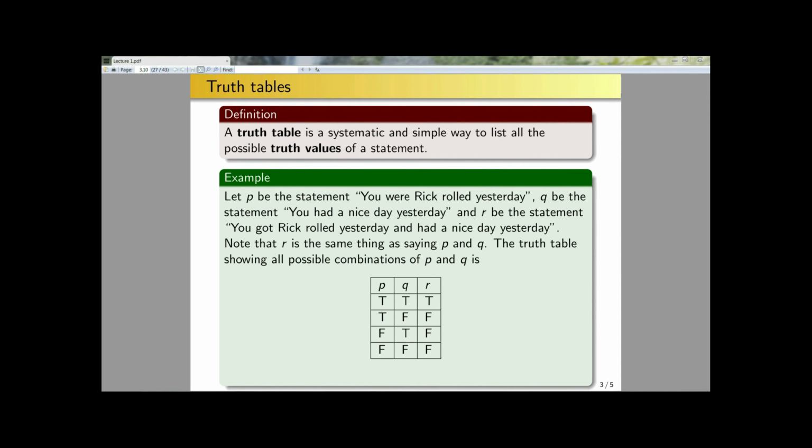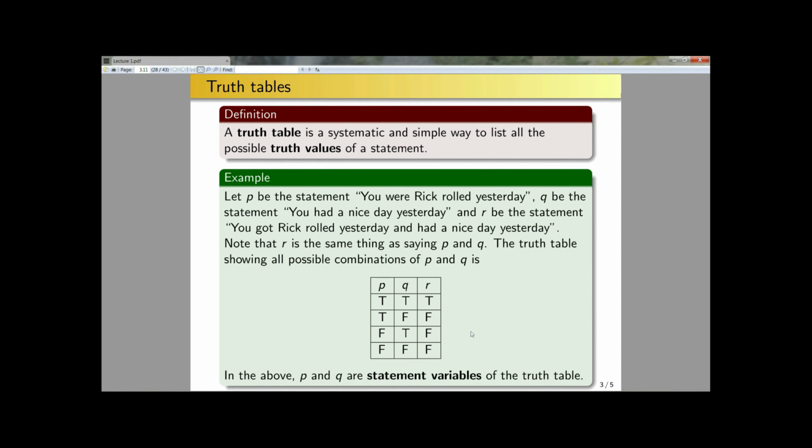So here you can see this table contains the possible combinations of truth values of P and Q, and therefore contains all the possible values for R. In the next lecture, we'll get further into the details of this AND operation. But for now, this is the basic idea of a truth table. It's just a systematic way of writing the various truth values.